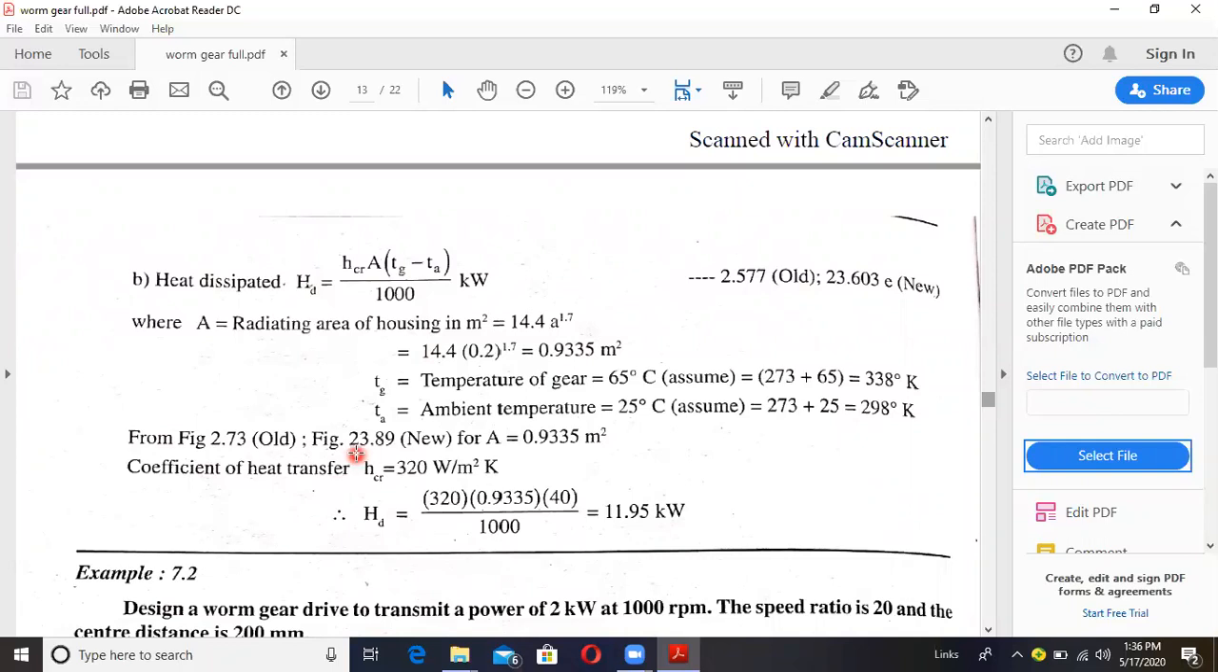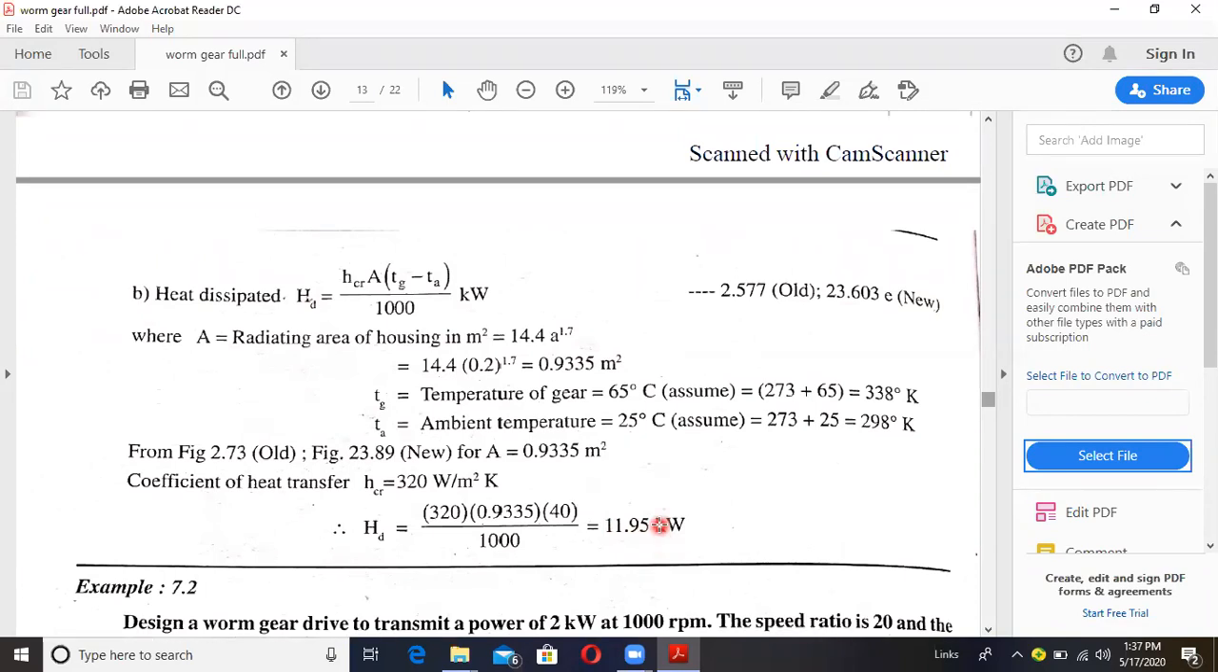That we are going to calculate from the figure. From figure 23.85, based upon the area. Whatever area you get, based upon that area we are going to find HCr. So for area 0.9335, HCr is equal to 320 watt per meter square Kelvin. Now we have got all the unknowns. Substitute HCr, A, Tg, Ta, then calculate Hd. Therefore, Hd is equal to 11.95 kilowatt. So the heat dissipating from the system is equal to 11.95 kilowatt.